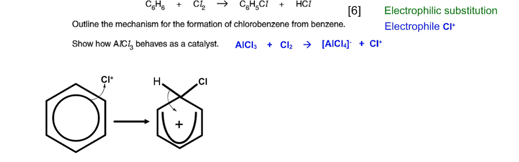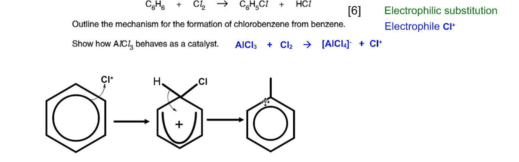I finish my mechanism with my products. I get 1 mark for my products. So here I've got my benzene with the chlorine substituted on, so chlorobenzene. Of course, I mustn't forget that I've got that hydrogen, the bond has been broken, and it remains in our mechanism as an H+.